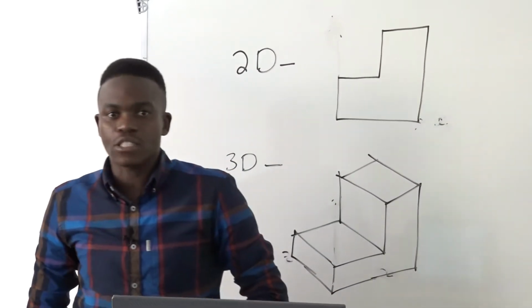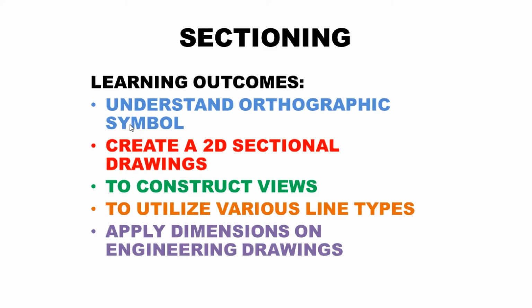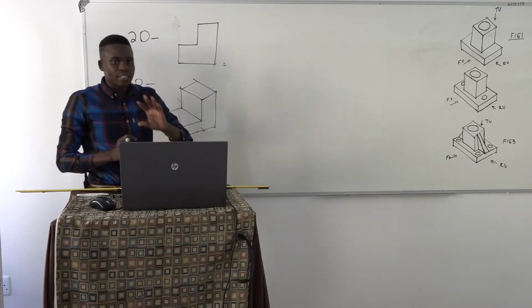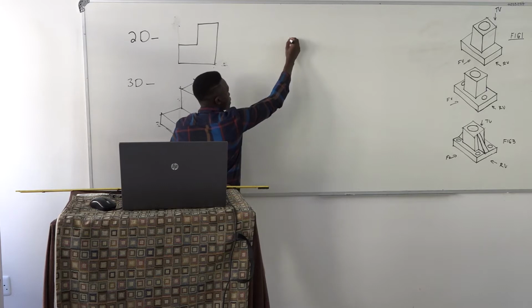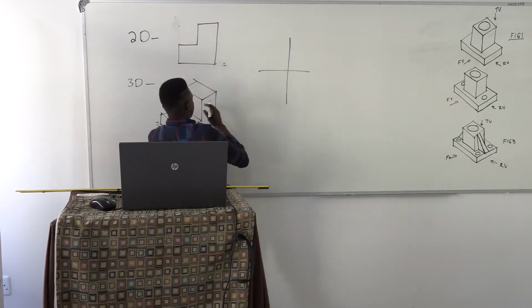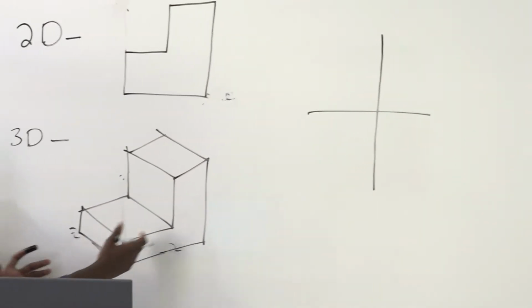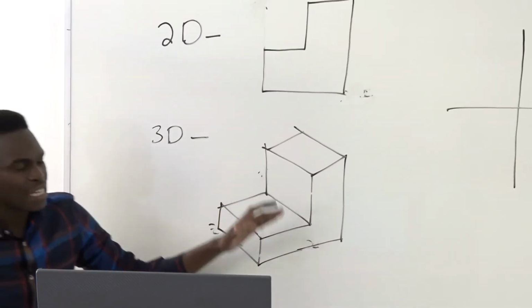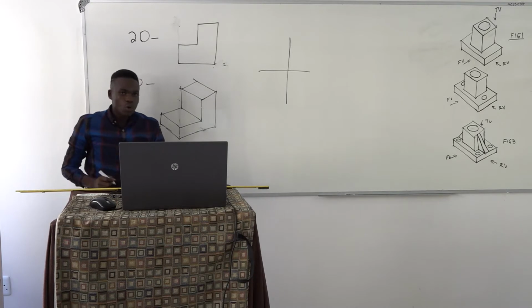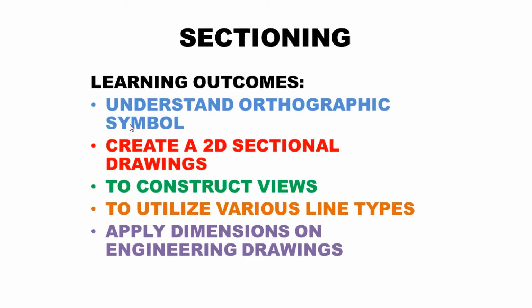So it's very critical that we understand how to create 2D sectional drawings. Another learning outcome is to construct views. I realize that most of the students find it very hard to differentiate between the orthographic views. What I'm talking about is this. Sometimes they say, let's look at this shape. Draw the front view of the shape, the top view of the shape, the left view of the shape, but you don't know where to start. That's what we'll also include in today's lesson. You need to be able to understand how to construct your views.